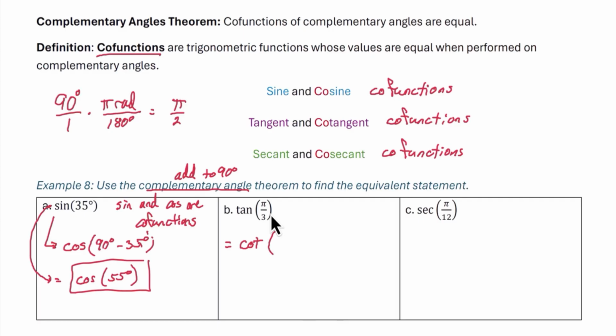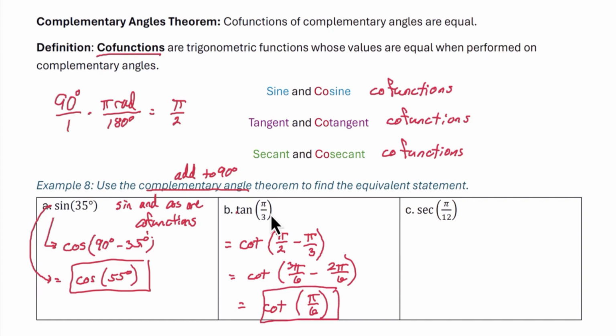So we'll have the cofunction cotangent. We'll look at 90 degrees or pi halves radians and subtract the pi thirds to get that complementary angle. It looks like we need common denominators. We'll get 3 pi sixths minus 2 pi sixths, leaving us with cotangent of pi divided by 6. This is the same thing as tangent of pi thirds.